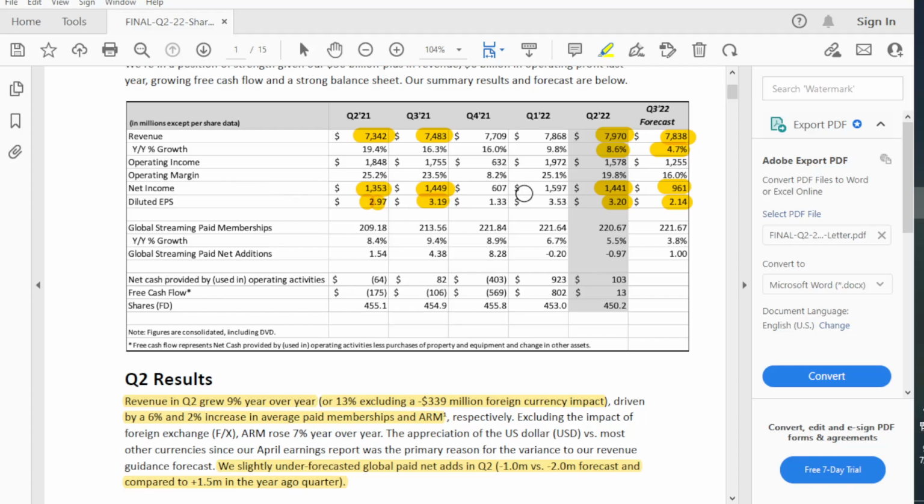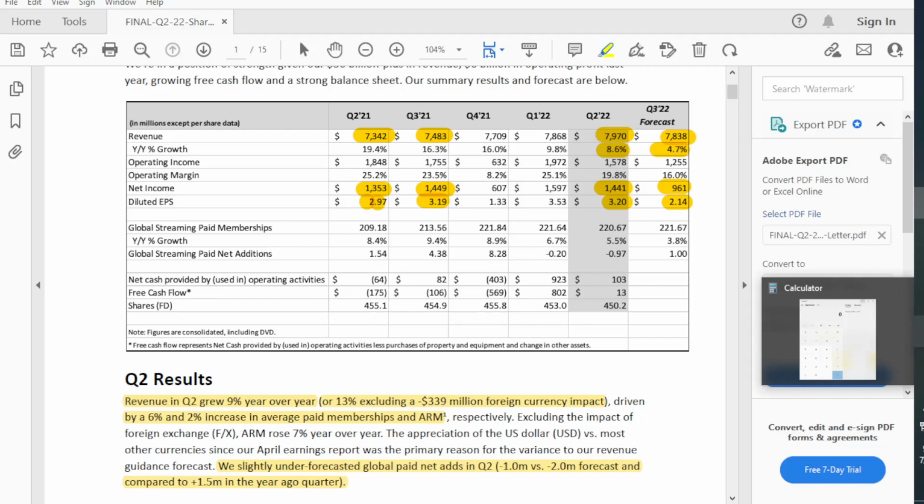Now, if we're looking at net income, net income actually came in pretty decent. And we had a pretty decent earnings per share right here. But if we're looking at Q3 forecast, the earnings per share does not look too good. It is $2.14. We are comparing that to $3.19. So we could actually go ahead and calculate the trailing 12 months with the future quarter's data.